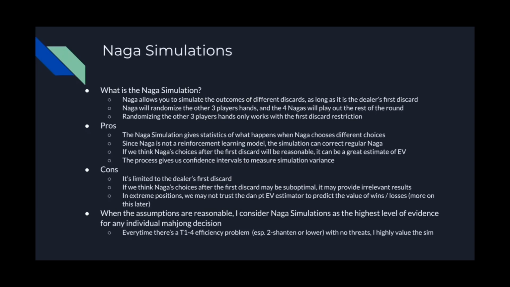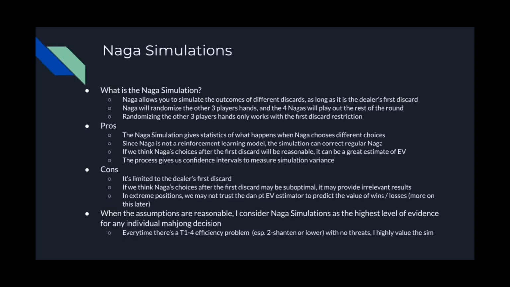So you set Naga's first discard, and then for the rest of the hand, Naga will play the hand according to a strategy. The other 3 players will be Naga, also with randomized hands, and they will play according to Naga. The reason we have this restriction that it only works for the dealer's first discard is because if you try to simulate a hand in the middle of the second row, for example, the discards from an opponent's player will give you information about what their hand could be. So we can't randomize their hands and run the simulation.